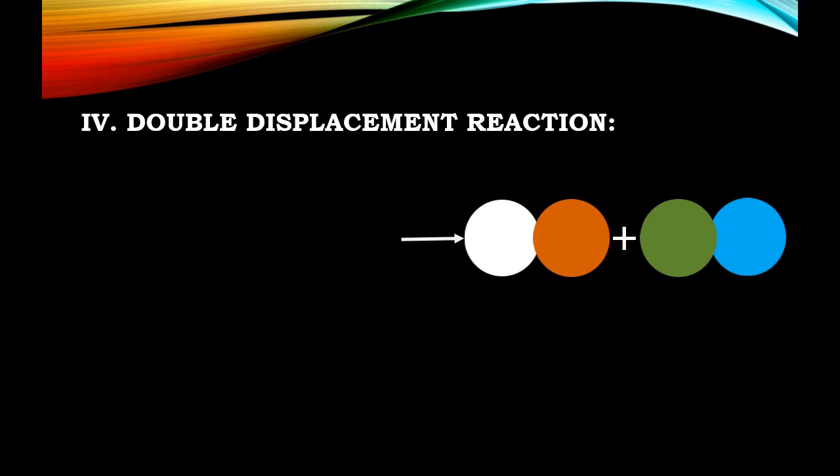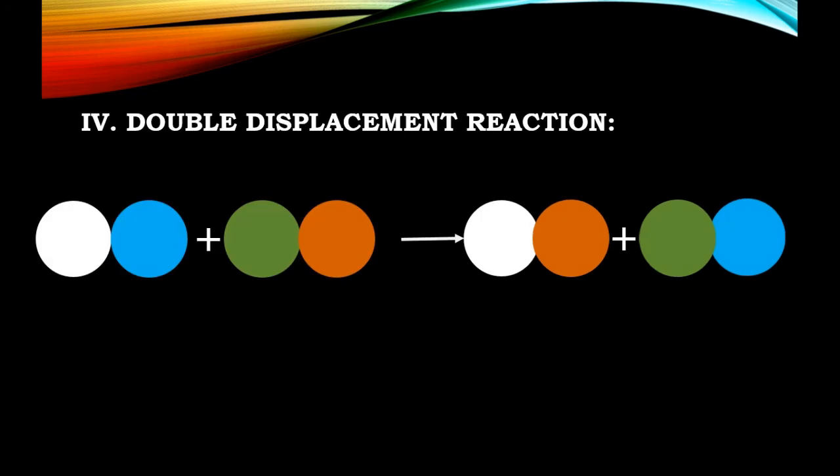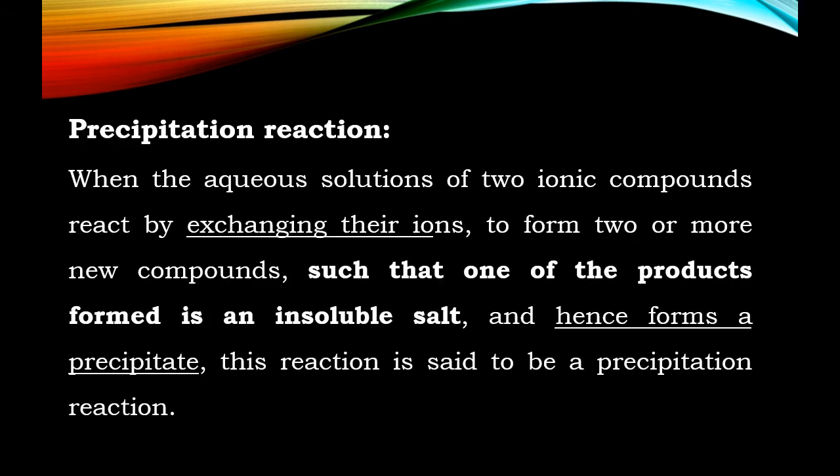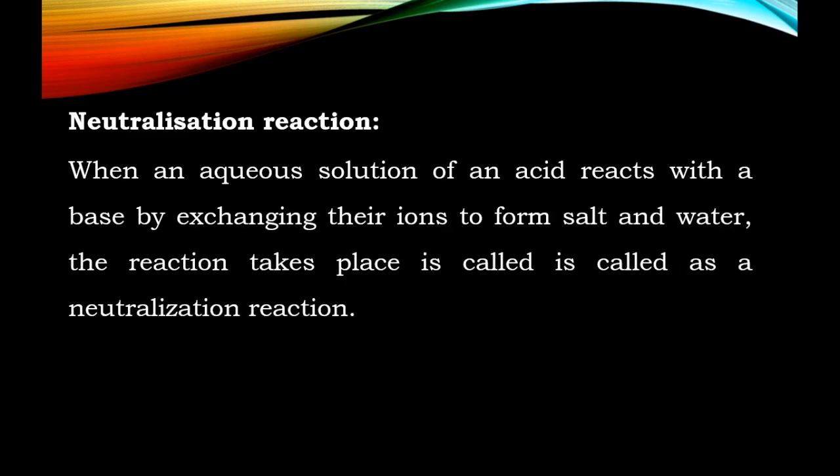There are two different types of double displacement reaction which are very important, and these are precipitation reaction and neutralization reaction. Precipitation reaction is when an aqueous solution of two ionic compounds reacts by exchanging their ions to form two or more new compounds such that one of the products formed is an insoluble salt and hence forms a precipitate. In neutralization reaction, when an aqueous solution of an acid reacts with a base by exchanging their ions to form salt and water, the reaction is called neutralization reaction.